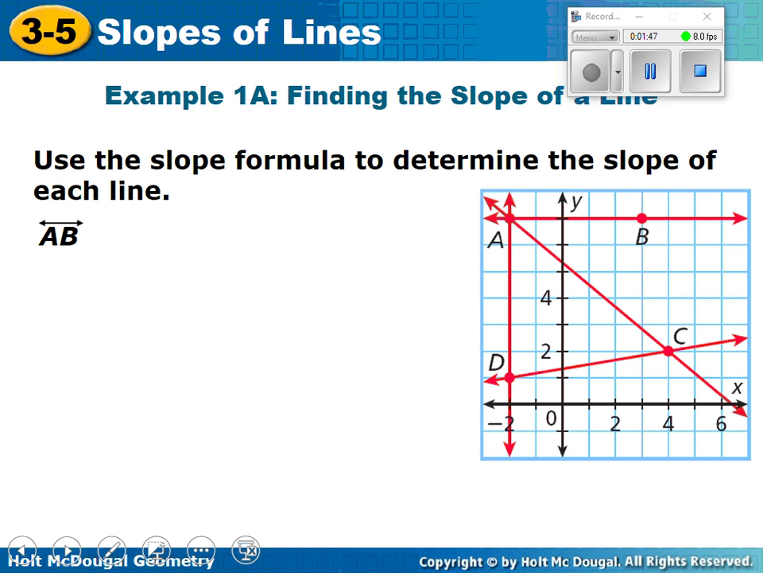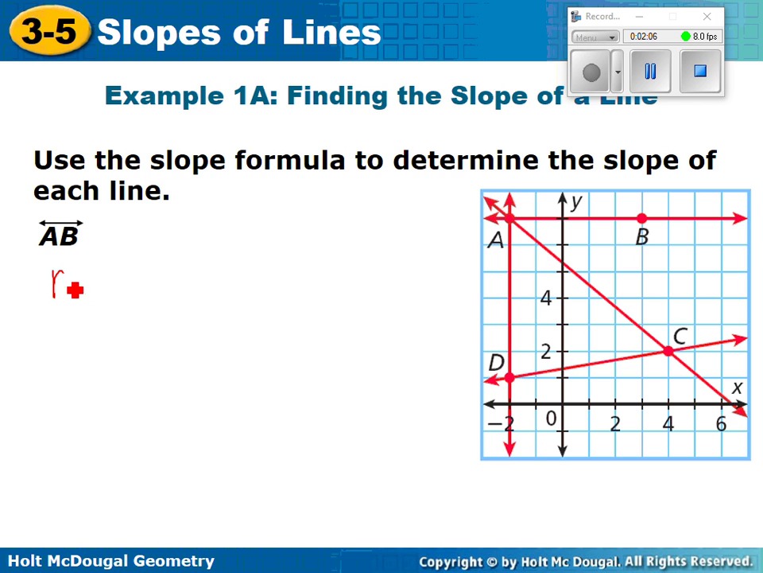So this first part of the first example asks you to find the slope. The lines are already graphed, so you can just look at those lines and calculate slope. The only one it wants you to find is AB, but we're going to talk about the other ones as well. So when you look at line AB, what kind of line is it? Horizontal, so what should be its slope?